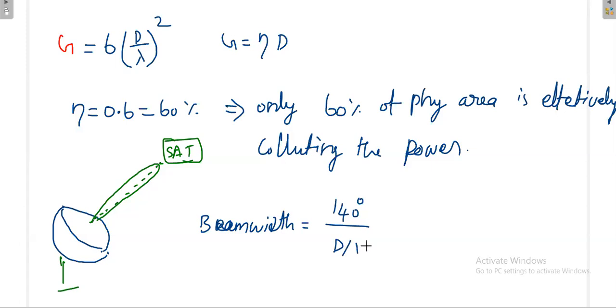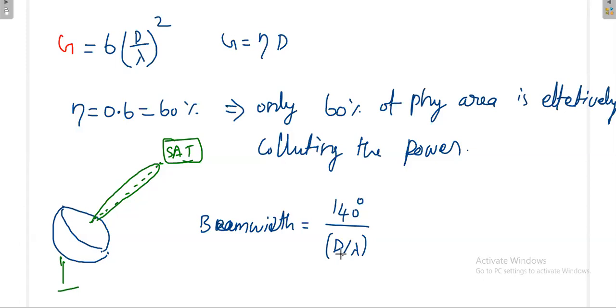Every book gives it in a different format. Always remember in some format: beam width is equal to 140 degree divided by d by lambda. There is some derivation behind this, but don't worry about the derivation. Simply remember the formulas, from the exam point of view. 140 degree divided by d by lambda.